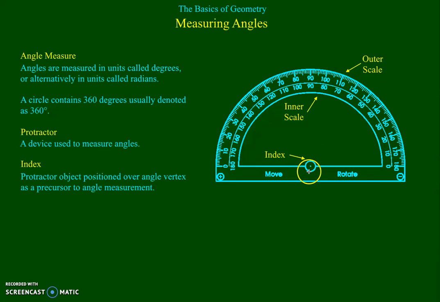Now, there's a multitude of types of protractors out there. If you're going to buy a protractor, what you want to look for is a protractor that's clear, because you're going to be laying this over the top of a piece of paper. You want a protractor that has an index. This index is an object that you position directly over the top of the vertex of an angle. Some protractors have a very large circle where the index is supposed to be, and that makes precision extremely difficult. So a simple protractor is usually the best protractor.